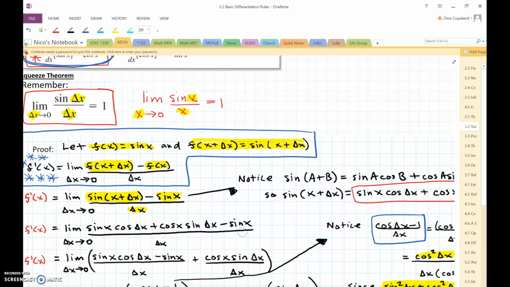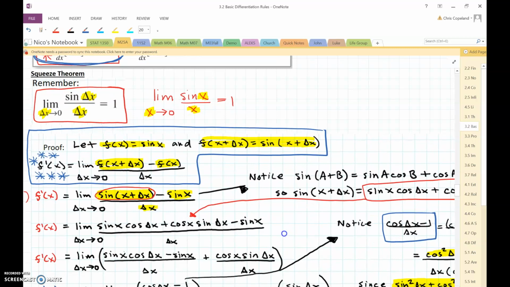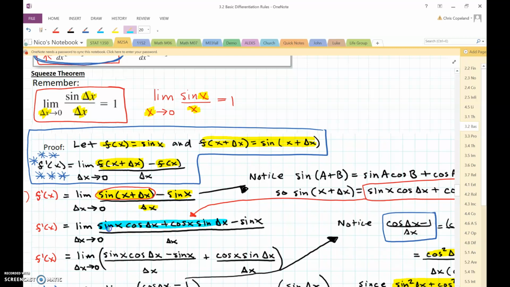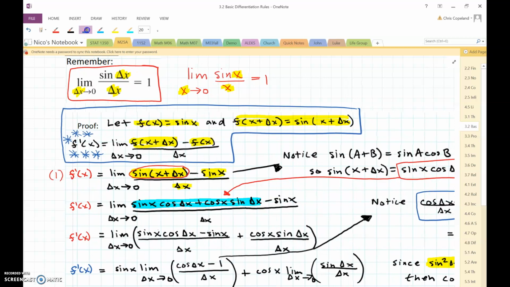Okay, so then I am going to substitute this part here in right there. That's going to become this part, using that identity. So I've done that here. Hopefully you see that. And that's going to be step number 2.